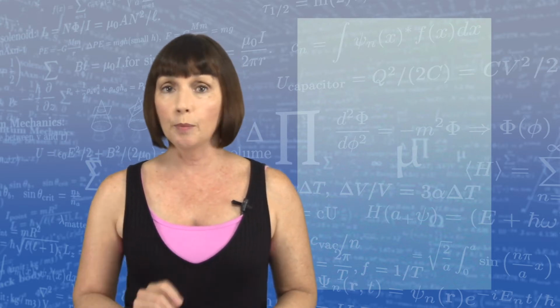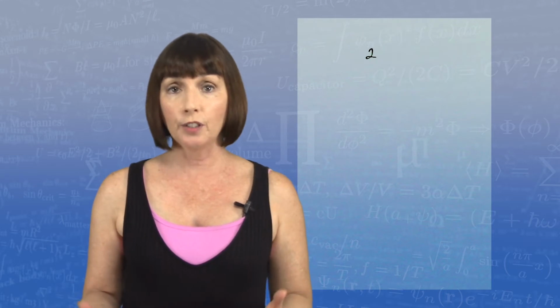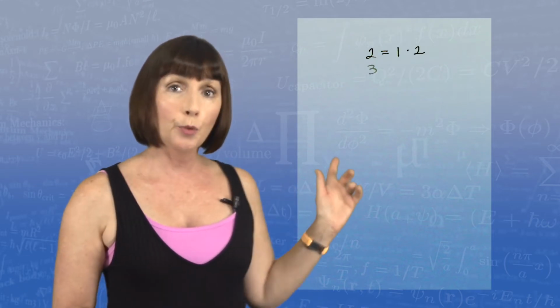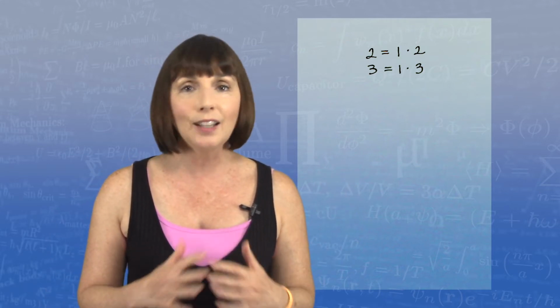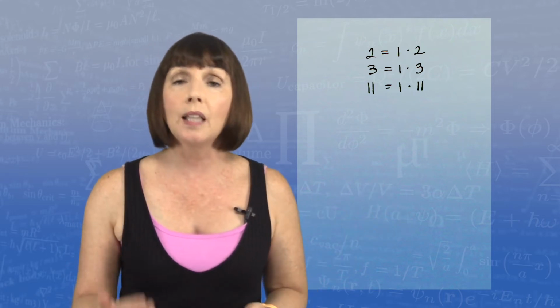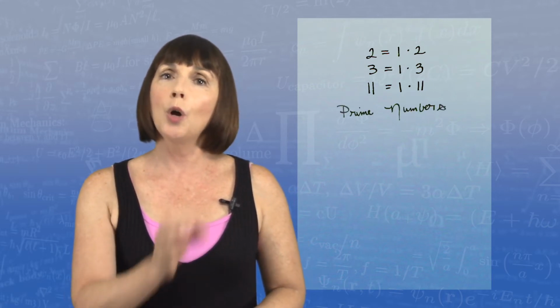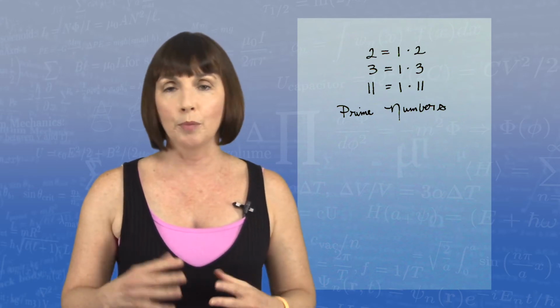A prime number is a number with exactly two factors, 1 and the number itself. So for example, 2 can be factored as 1 times 2. There aren't any other factors of 2. 3 can be factored as 1 times 3. There aren't any other factors of 3. 11 can be factored as 1 times 11. Again, there are no other factors of 11. These are all prime numbers because their only factors are 1 and the number itself.